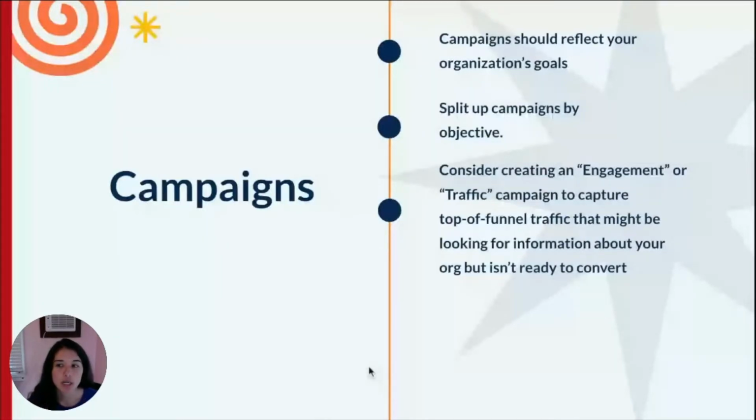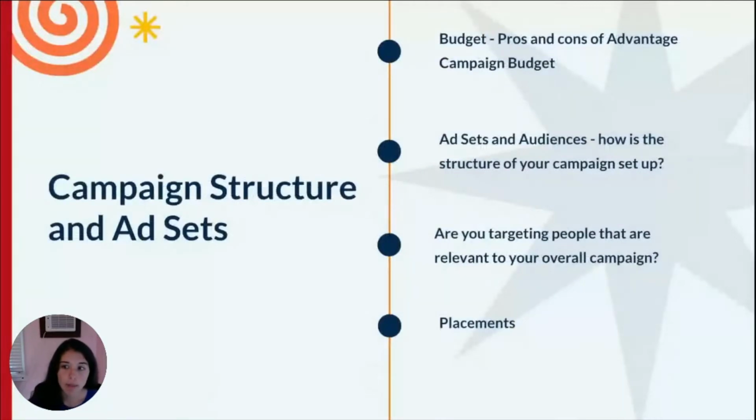Next, we have the campaign structure and ad set. I want to talk a little bit about budget and the pros and cons of Advantage Campaign Budget. With Advantage Campaign Budget, previously called Campaign Budget Optimization, or CBO, Facebook distributes a shared budget across all of your ad sets. A major downside of this is that if the ad sets are different sizes, then the larger ad sets will use the majority of your budget, and your ad sets won't really be optimizing for the best performing ad set, but instead more budget will just go to the larger audience, which is not necessarily the best way to go about things.